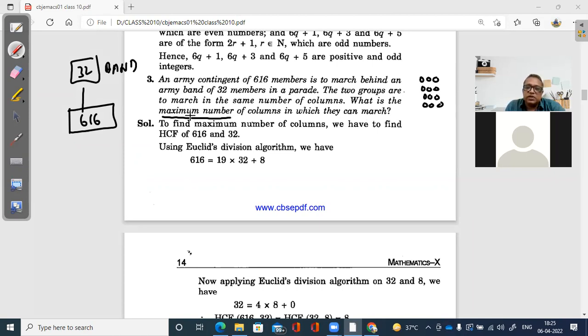So maximum जब भी आता है, their clue is to find out the HCF of the 2 numbers, and we had done in the first class how to find HCF of 2 numbers by Euclid's division lemma. So what we need to do is divide 616 by 32. 32 2s are 64 है, तो वो तो ज़्यादा हो गया, तो we will not take that. So we will take 32 1s are 32. Then I'm going to subtract this.